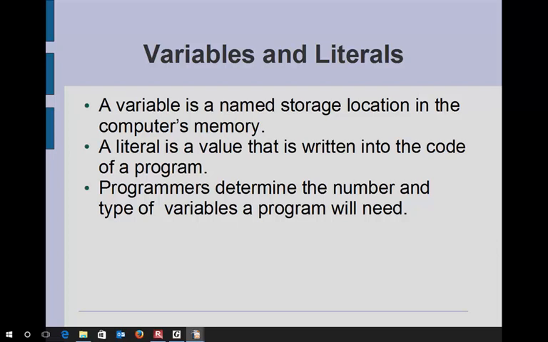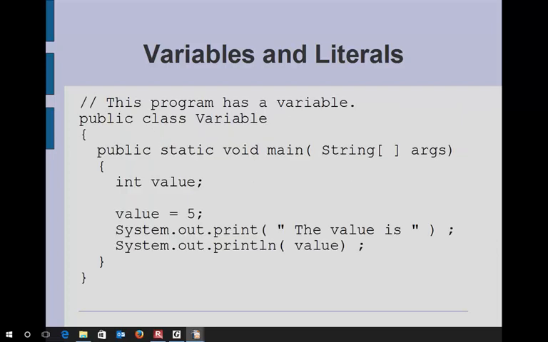Okay. Now how many variables do I need? Basically that's defined by the programmer. So if I need to store 4 different pieces of information, then I will have 4 different variables. If I need to store 10 different pieces of information, then I'll have 10 different variables. Okay. So let's see how it really works.